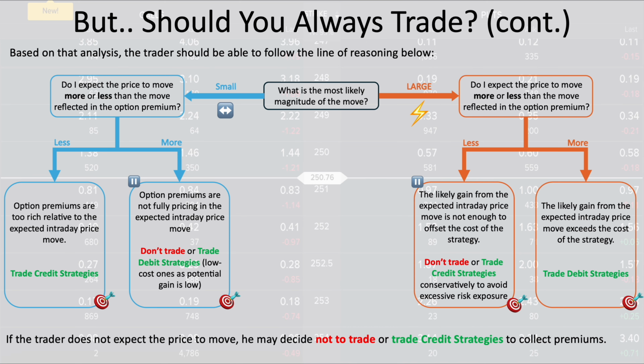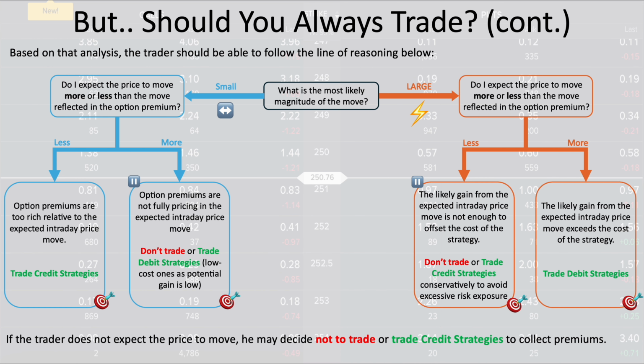And so he should trade the debit strategies, the ones that are suitable for large moves, because even though he's going to pay to set up the strategy, the likely gain, if he gets it right, will exceed the cost of the strategy.